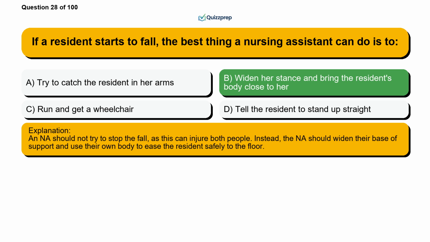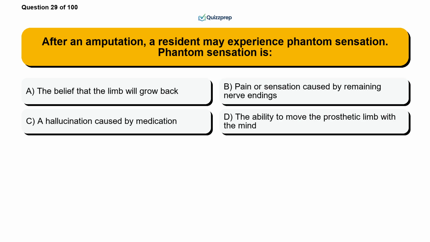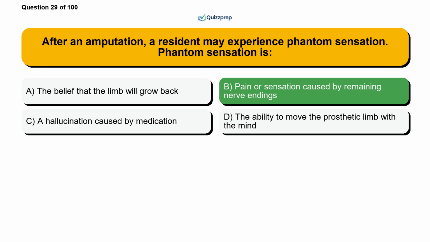Question 29. After an amputation, a resident may experience phantom sensation. Phantom sensation is: Option A. The belief that the limb will grow back. Option B. Pain or sensation caused by remaining nerve endings. Option C. A hallucination caused by medication. Option D. The ability to move the prosthetic limb with the mind. The correct answer is option B.